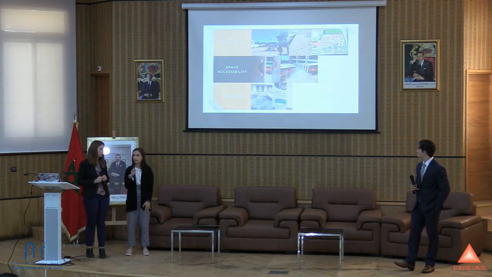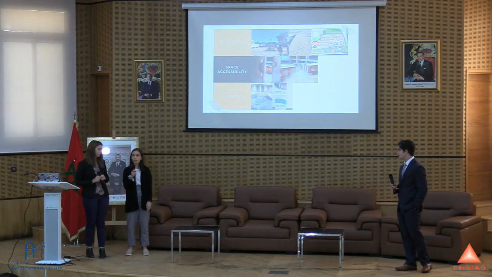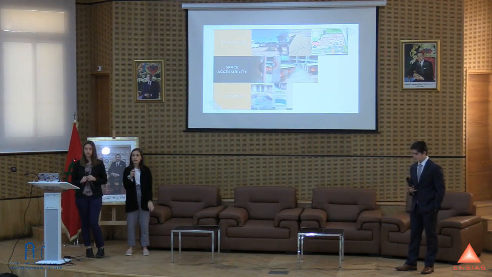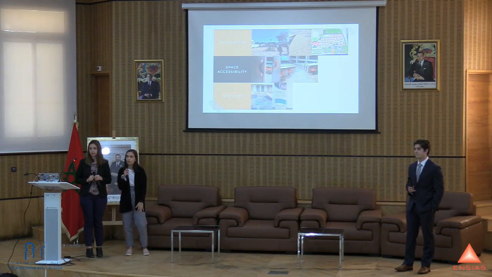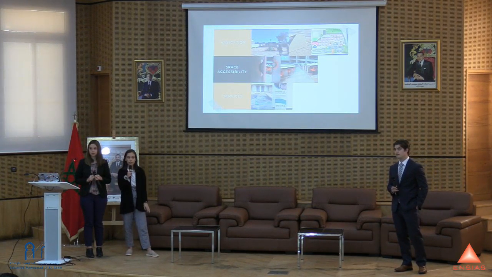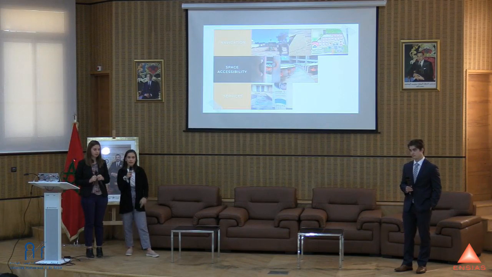So based off the data we gathered from our methods, we categorized our findings into three main categories: navigation, space accessibility, and services. Navigation refers to how a student gets around the school. So the first picture is a photo of the main entrance. As you can see, there are a lot of stairs. And walking around the campus, there are even more stairs.